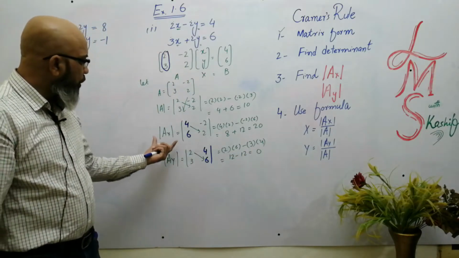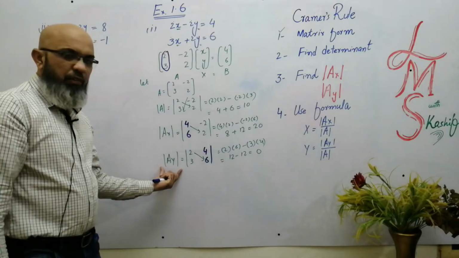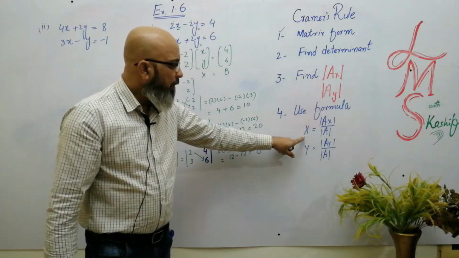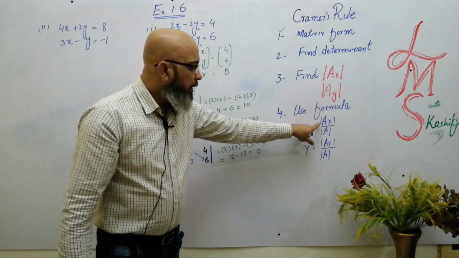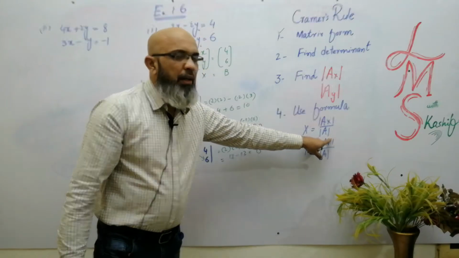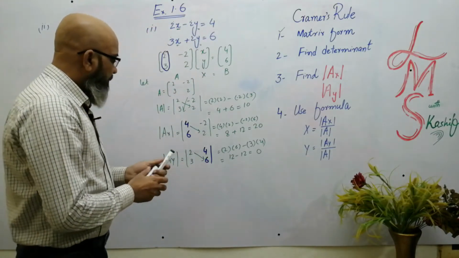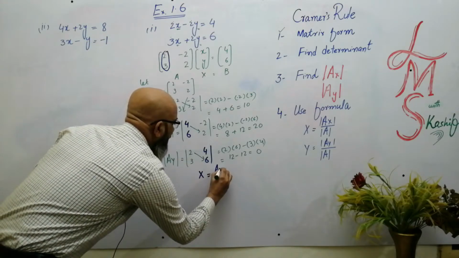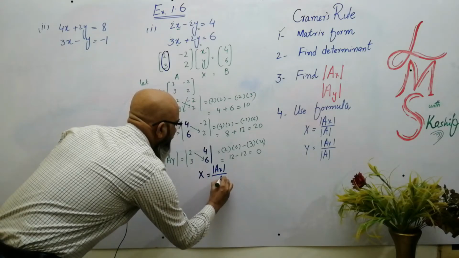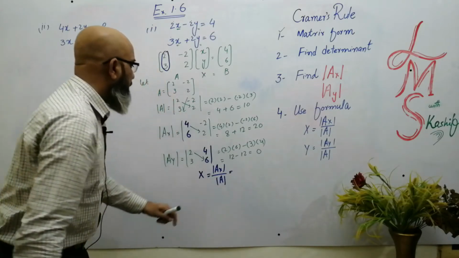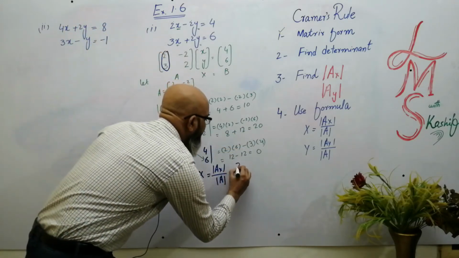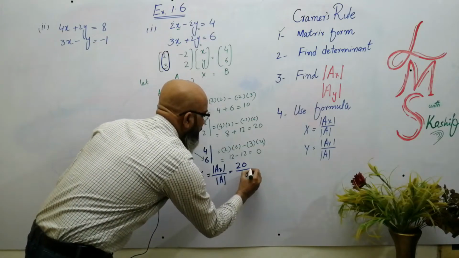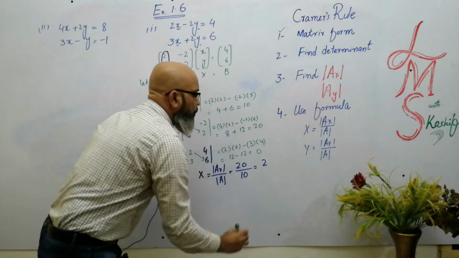So now we have the values of Ax determinant, Ay determinant and A determinant. Now simply we will use this formula. We can find the value of x by Ax determinant divided by A determinant. So what is Ax determinant? That is 20. And what is A determinant? That is 10. So your value of x is 2.